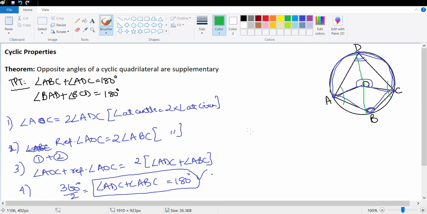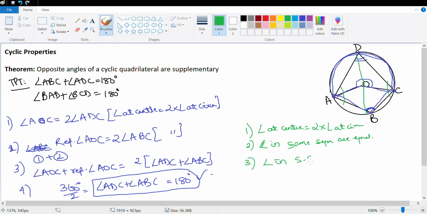So, a quick revision of the 4 things that we've done till now. Number 1, angle at center is equal to 2 times angle at circumference. Number 2, angles in the same segment are equal. Number 3, angle in a semicircle is equal to 90 degrees. Number 4, opposite angles in a cyclic quadrilateral are supplementary, meaning they add up to 180. So 4 things. Let's look at the next one.